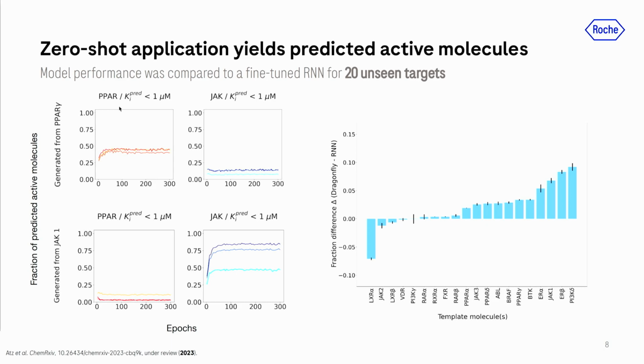And what we saw is that both generate molecules approximately in the same ballpark, but for statistical significance, for 15 out of the 20 targets, the zero-shot model outperforms the fine-tuned RNN. So we could show that we have a zero-shot application which incorporates properties with high accuracy, and we can also reflect bioaffinity of the generated molecules.